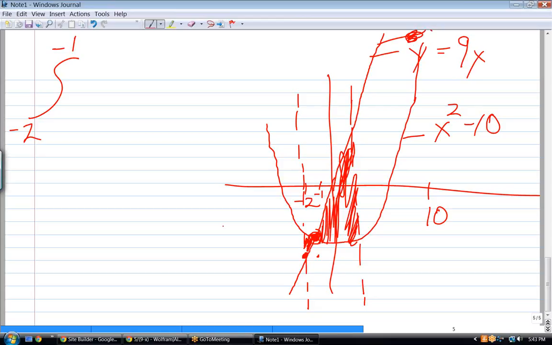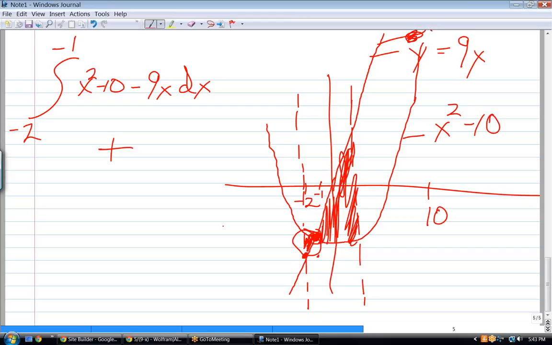What am I going to integrate in that small interval? Which function is on top? Y equals 9x. No. Notice that it's not on top in this little portion right here. X squared minus 10 is on top. So it's going to be x squared minus 10 minus the other function. So that's going to give me this little area right there. I'm going to add to that, since they want the total area, right? Yep. And they want the absolute area, right? Yeah, I think so.